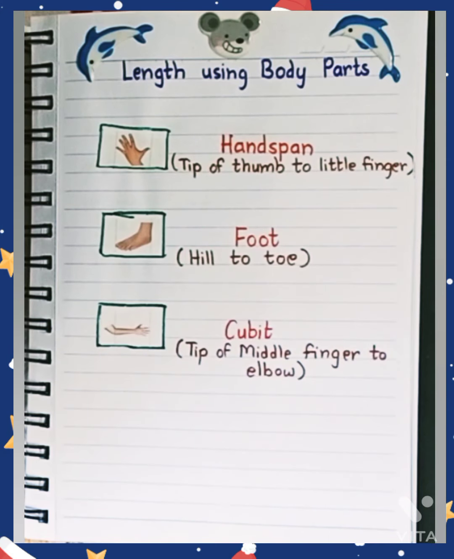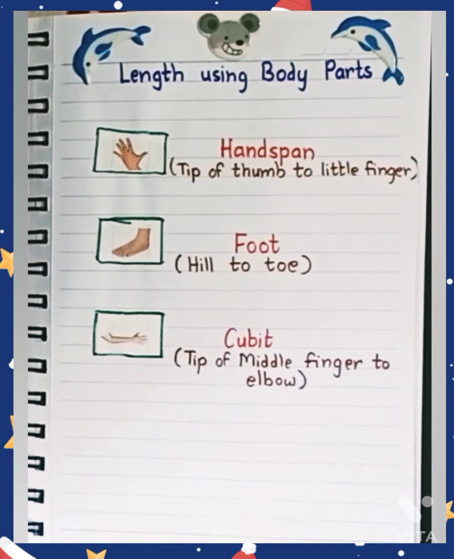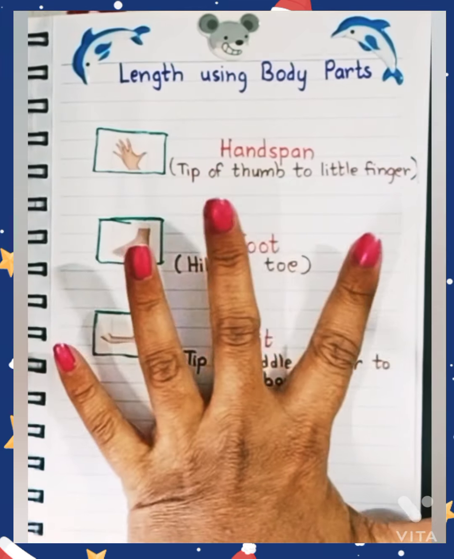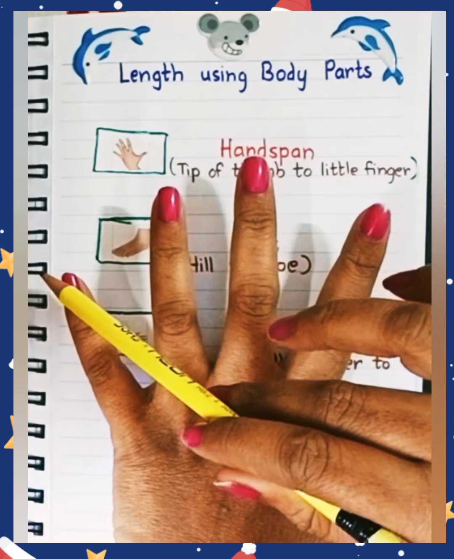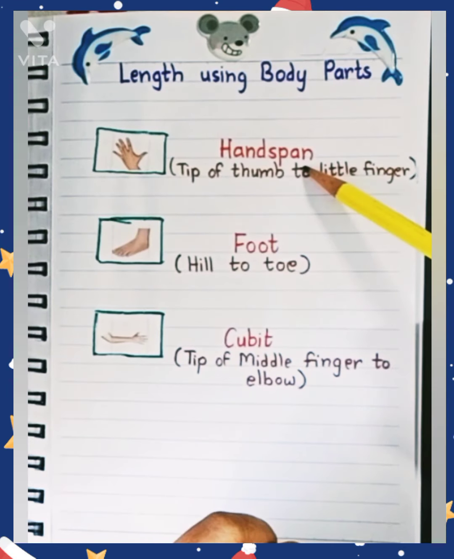Now let us see how we can measure the length using the body parts. Now look at this picture. The distance from the tip of your thumb to the tip of your little finger on your outstretched hand is your hand span. Look at this picture. We have outstretched this hand from the tip of the thumb to the tip of the little finger. This distance is called a hand span.